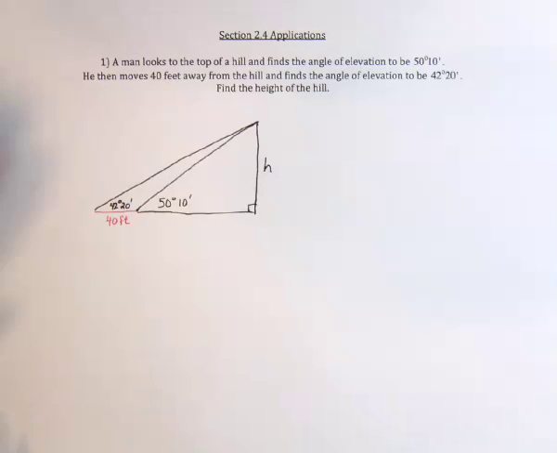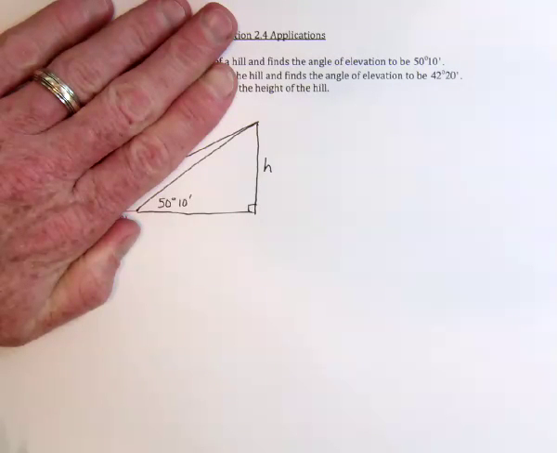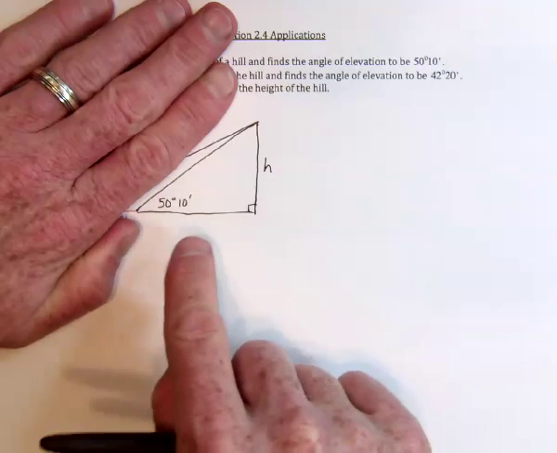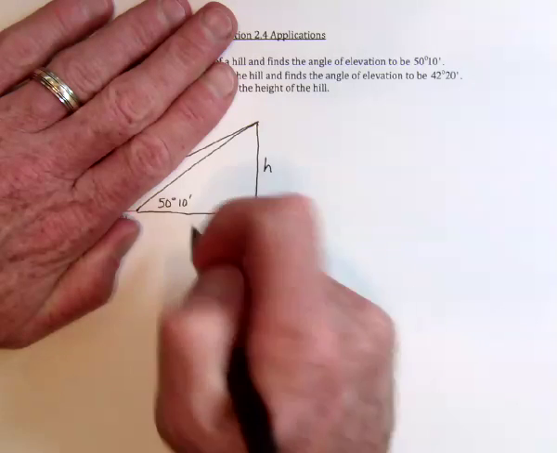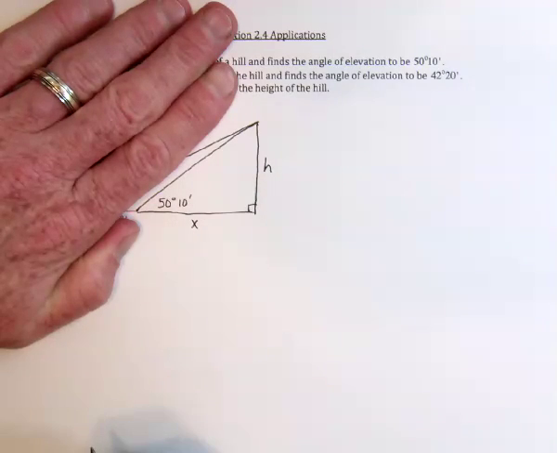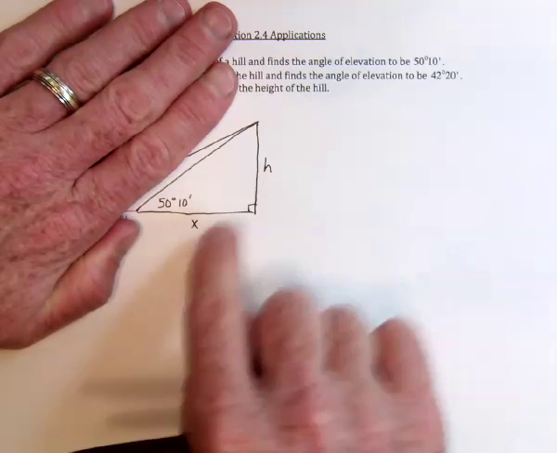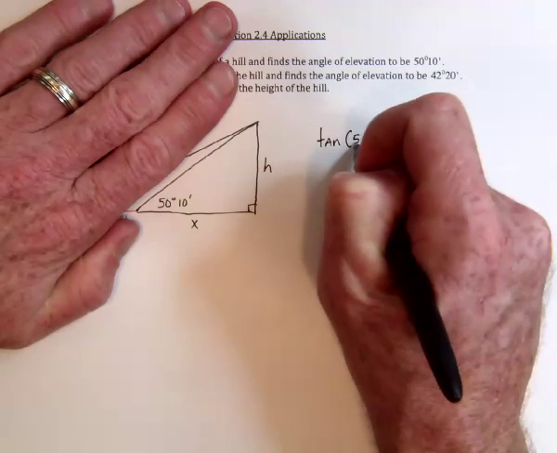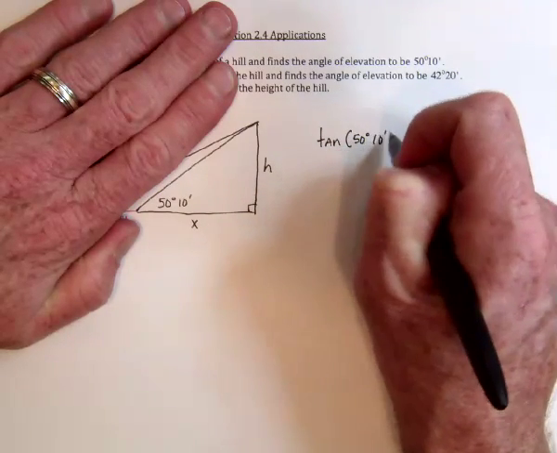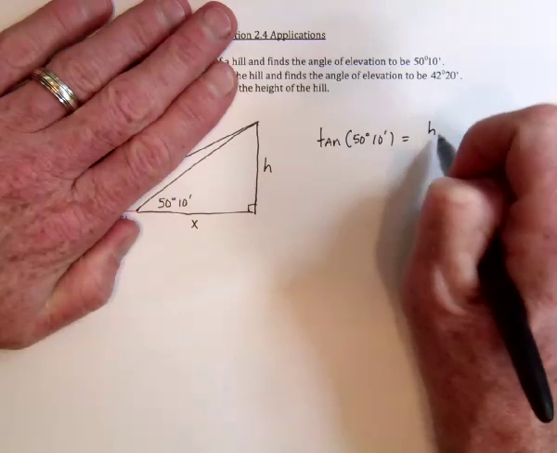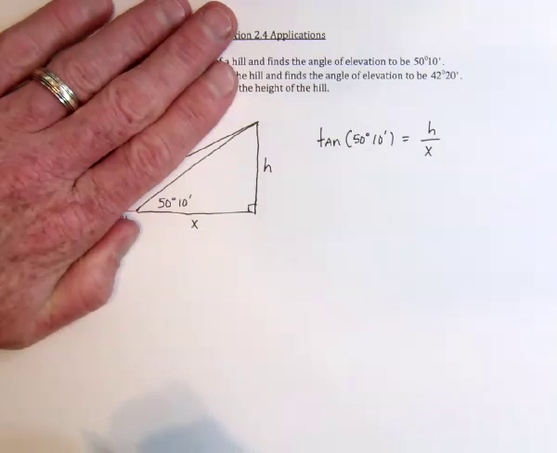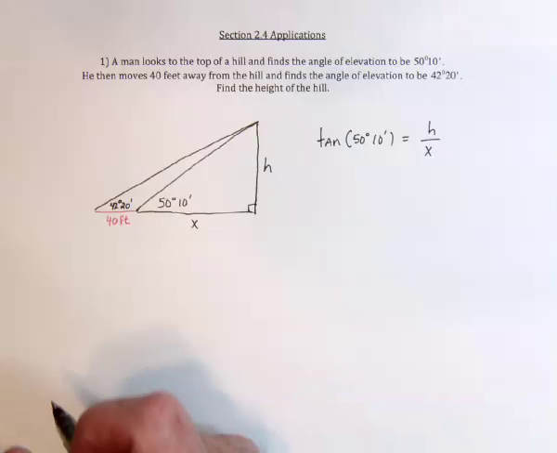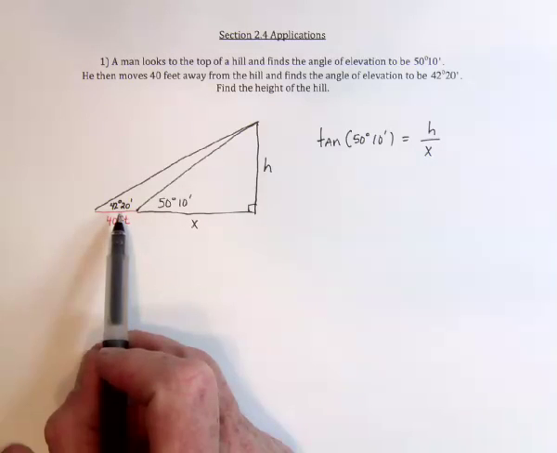Well, with having a right triangle and only a variable on this side, we're going to need to use another variable on this side. And now we've got opposite and adjacent, so that's going to be tangent. So tangent of the 50 degrees 10 minutes is opposite over adjacent. And now we've got one equation with two variables, which means that we actually need another equation. And that comes from this.